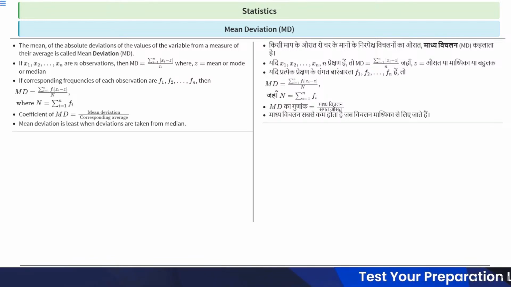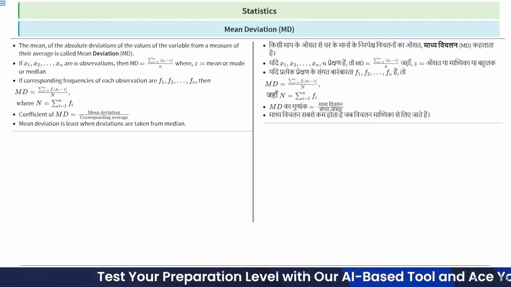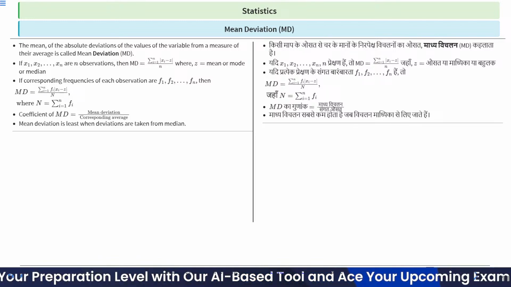Next, mean deviation is least when deviations are taken from the median. So mean deviation will be least when the deviation is taken from the median. Got it?